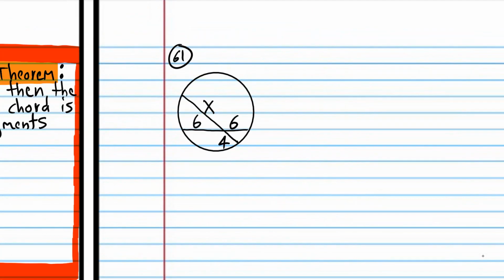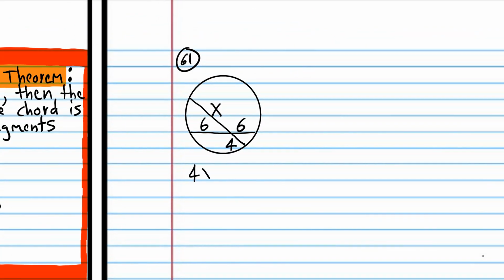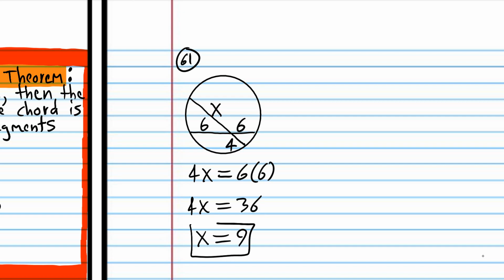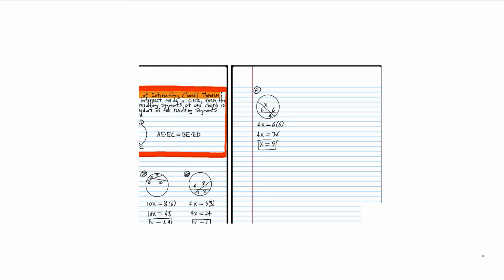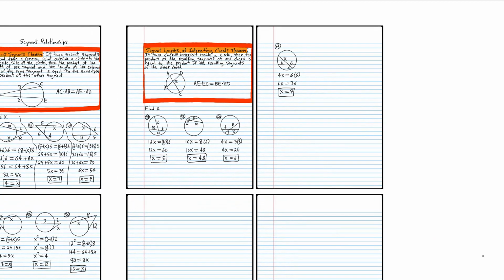All right, we're back. 4 times x is equal to 6 times 6. So 4x is equal to 36. Divide both sides by 4, and we get x is equal to 9. So if you got that answer, good job. So that's it for today. Don't leave before you get your homework.